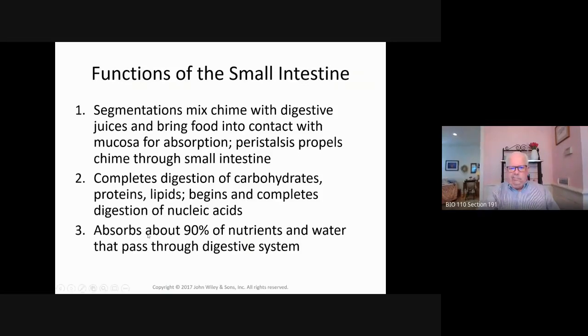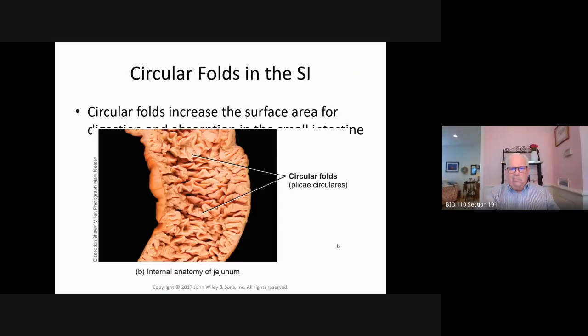Here it is. The small intestine absorbs 90% of the nutrients and water that pass through the digestive system. There are folds in the small intestine called plica circularis. They are equal to the rugae of the stomach. They increase the surface area so that the chyme can be absorbed. Plica circularis.